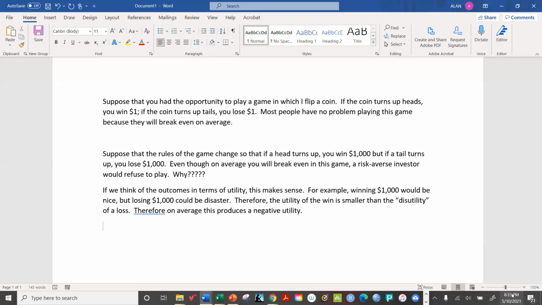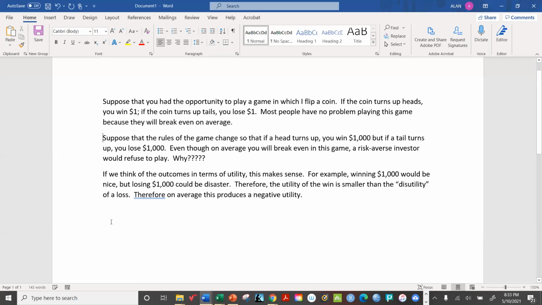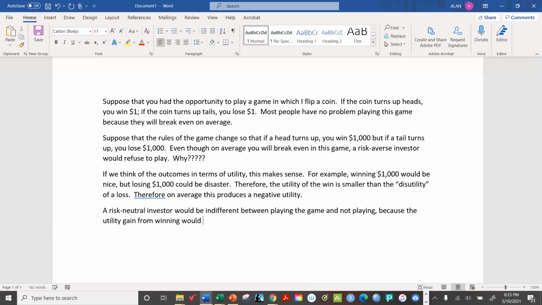Now, if you are willing to play this game, though, a risk neutral investor would play the game or would be indifferent between playing the game and not playing, because the utility gain from winning would match the disutility or the utility loss from losing. And therefore, the investor would simply break even by playing the game.